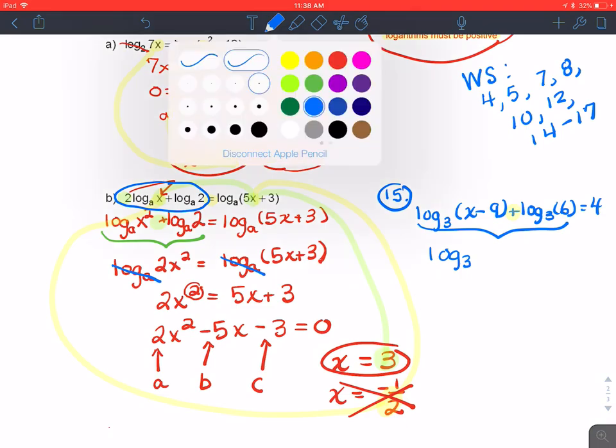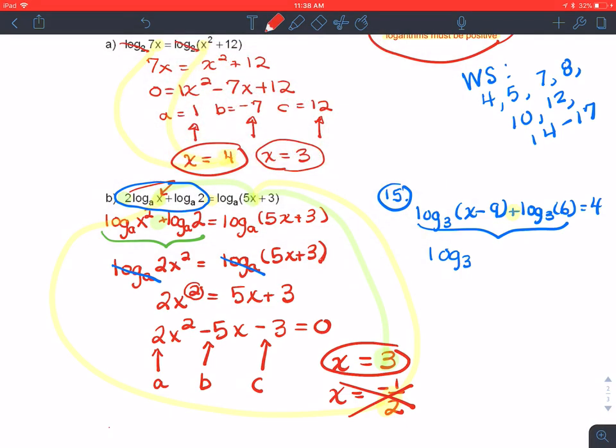Now, in this particular example, we are adding these logarithms, which means we're going to take their arguments and multiply their arguments together. That means we're going to distribute the 6 to the x minus 9, making the new logarithm's argument 6x minus 54. Okay, that takes care of the left side. We have one logarithm on the left side. The issue now is that we don't have any logarithms at all on the right side.